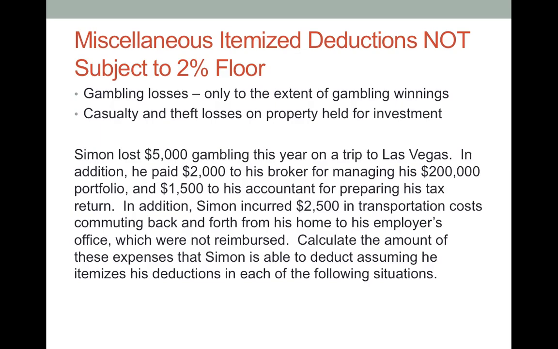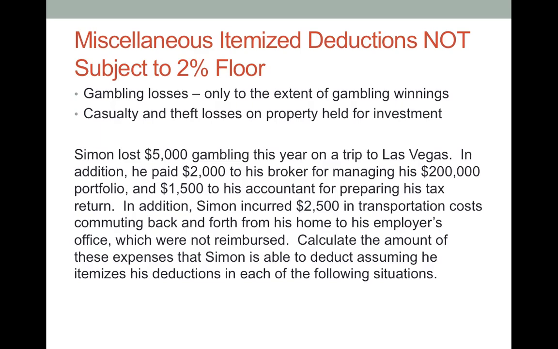Okay, so some deductions are not subject to the 2% floor. The two very specific types of deductions not subject to the 2% limitation are gambling losses, but gambling losses are always limited to your winnings. Okay, so you can only deduct losses if you have winnings. And then the second type are casualty and theft losses on investment property. Don't worry about that one too much. Okay, you should generally know how to deal with gambling losses though.